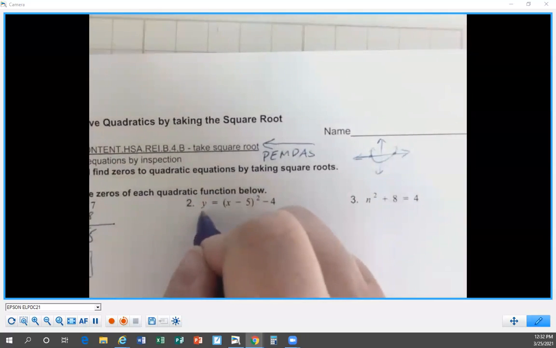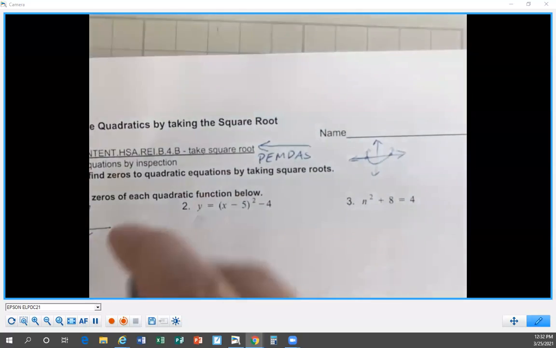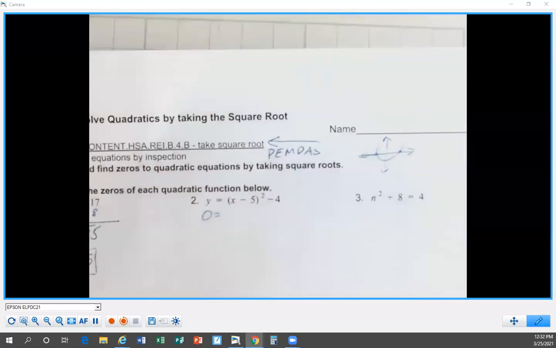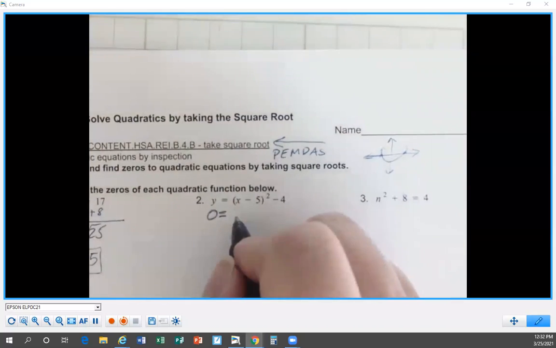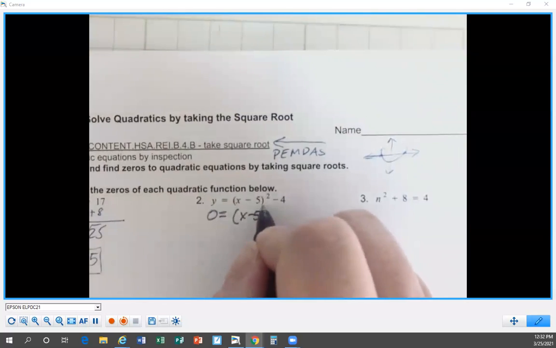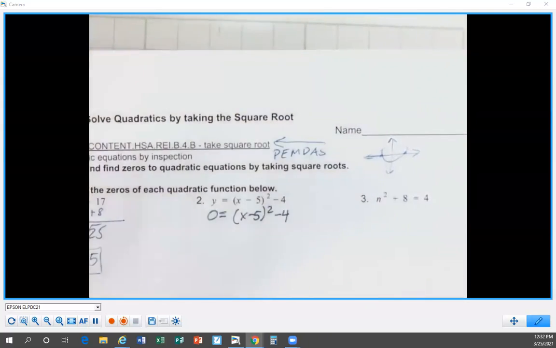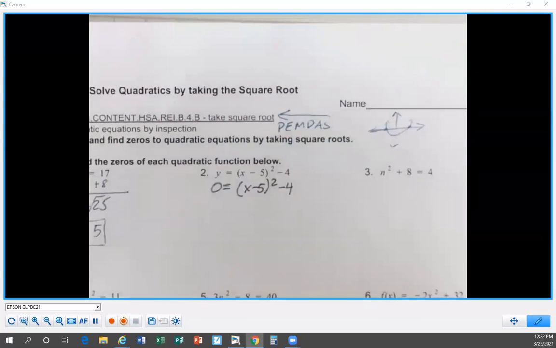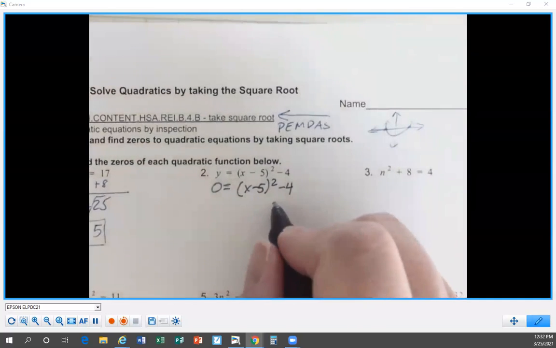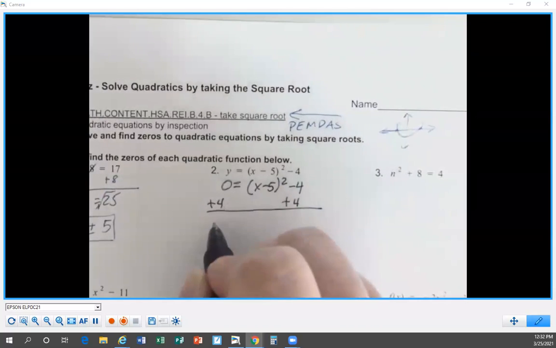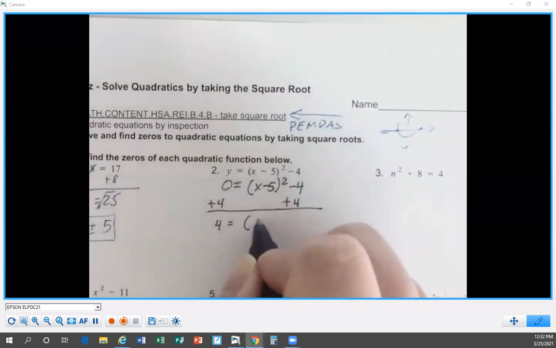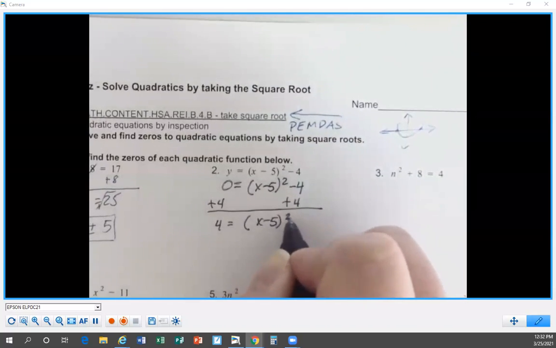So we'll say 0 equals, and this pen is dying too, hold on. Hopefully this one's better. 0 equals the quantity x minus 5 squared minus 4. Okay, then we'll add 4 to each side to get 4 equals the quantity x minus 5 squared.